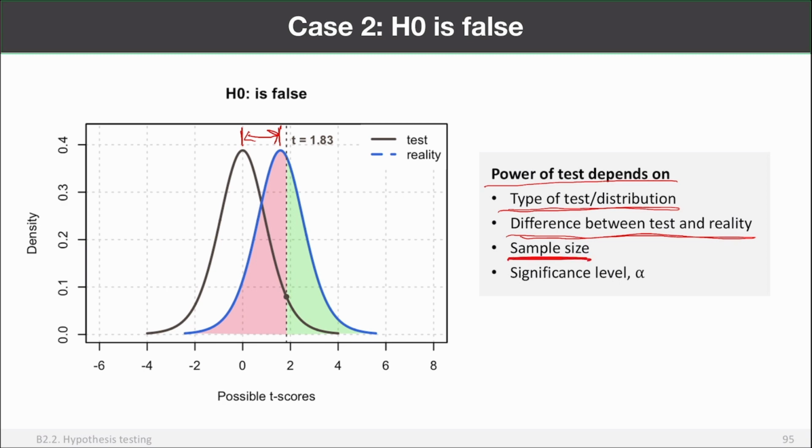It depends on the sample size, because sample size influences the variability. Remember that these are, in this case, t-scores. They are related to the average of your sample. And remember, the variability of the average of your sample is inversely proportional to the sample size, right? So the larger the sample size, the smaller this variability will be, and therefore the clearer the difference between the test and the reality will be.